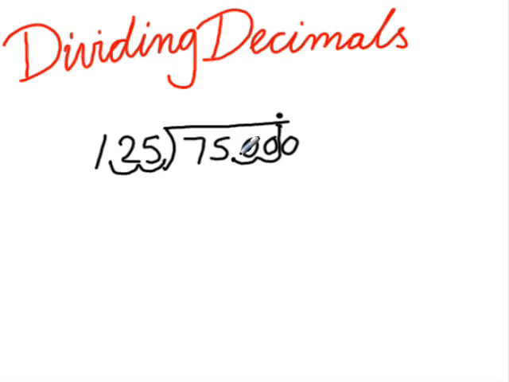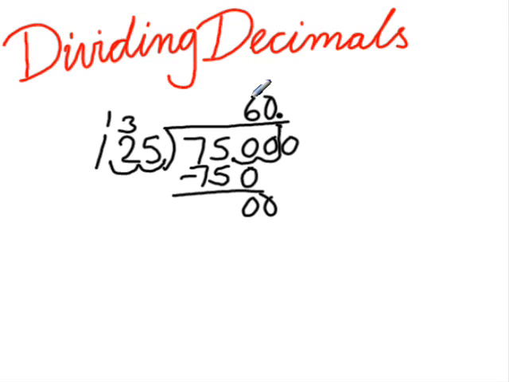125 goes into 750. How many times will that go? Will that go 6 times? Let's see. 6 times 5 is 30. 6 times 2 is 12, plus 3 is 15. And indeed, that goes evenly. 125 into 0 is 0. So the final answer is 60. 1.25 divides into 75 60 times.